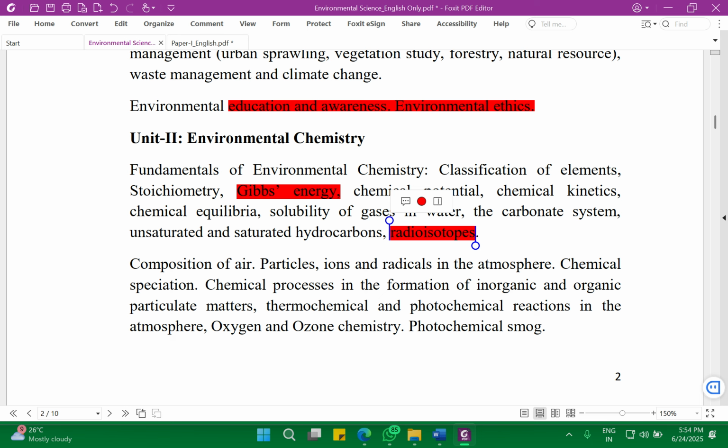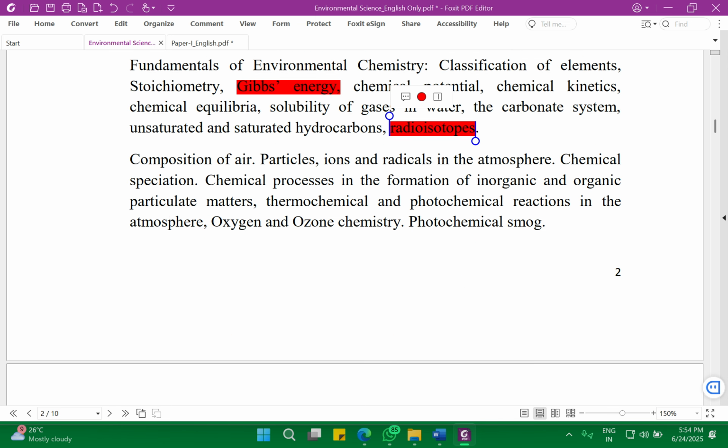They may give U-238, thorium 234, polonium, plutonium, and they may ask whether it is an isotope or not, whether it is stable or not. Those nuclear kind of questions they may ask. And then the basic simple composition of air: how much percentage of argon is present, how much percentage of carbon dioxide is currently present. So those details you need to know.